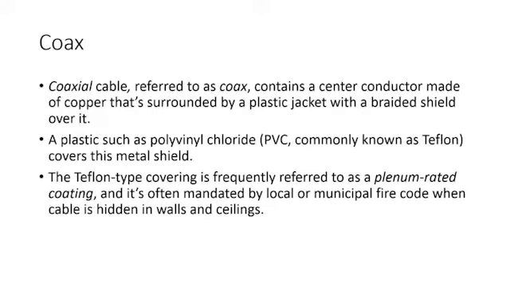It has that copper prong in the middle, the conductor, and then around it, if you look down in there, or if you've ever cut one, there's plastic all the way around it that protects it. And then for strength, they put that braided shield around it, and then they cover it with plastic, like PVC or a Teflon coating, to protect that. That covers the metal shield and gives it that black or white look, whichever kind you get. Now that Teflon-type covering is frequently referred to as a plenum rated coating.